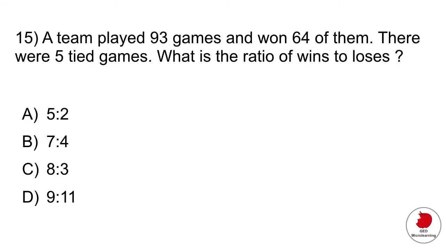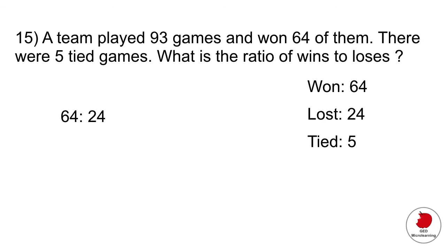Okay, question 15 is a ratios question. It says, a team played 93 games and won 64 of them. There were 5 tied games. What is the ratio of wins to losses? Basically they won 64, lost 24, tied 5. So the ratio of wins to losses would be 64 to 24. But remember that you always have to simplify ratios to their lowest expression, meaning you have to find a number that divides both of these numbers. In this case, that number is 8. If you divide both sides by 8, that gives you a ratio of 8 to 3, which is option C.